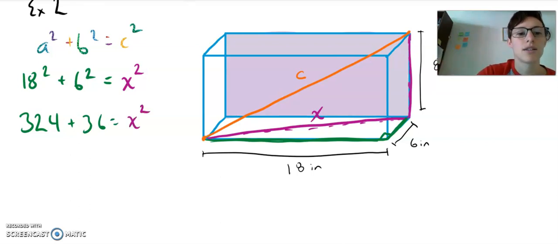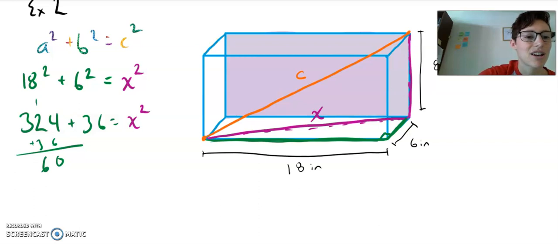Oh, right. Need to do a little bit of mini math here. I'm going to add these guys together. 324 plus 36: 10, carry the 1. 1 plus 2 is 3, plus another 3 is 6. Don't need to carry anything. 360. All right, so 360 is going to be equal to my x squared.